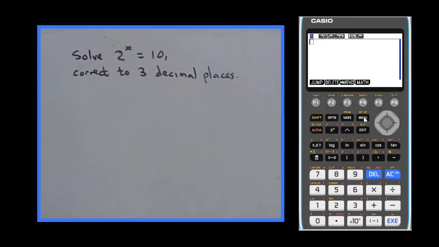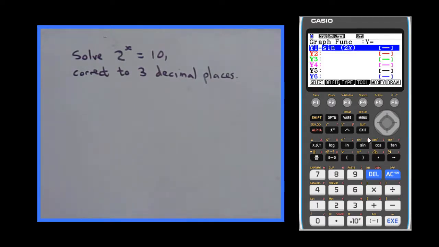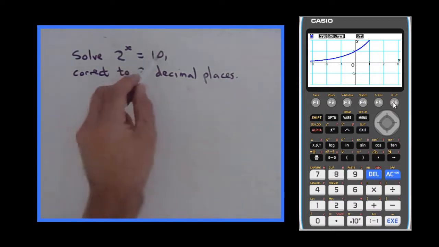So I'm going to go to menu and graph. I've got an old one in there, we'll get rid of that, delete the formula. We want 2 to the power x as our first one, and 10. We are going to look for where they intersect. If we go to draw, we can't see an intersection there. It's going up to 10.